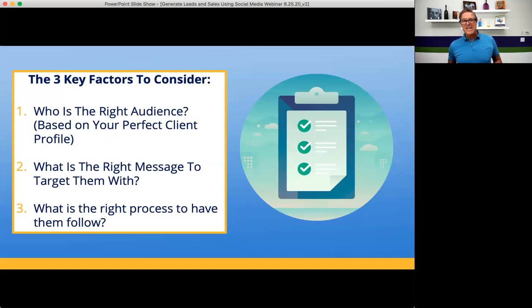And so there are 3 key factors for you to consider, right? When you're going to be doing paid advertising. So number 1 is, who is the right audience? Is it male? Is it female? What age are they? Do they have any hobbies or propensities? What is the right message to target them? And I'll show you how to get that right message in just a moment. And then what's the right process that I can educate them, nurture them, connect with them, and then offer them to buy at the right time.